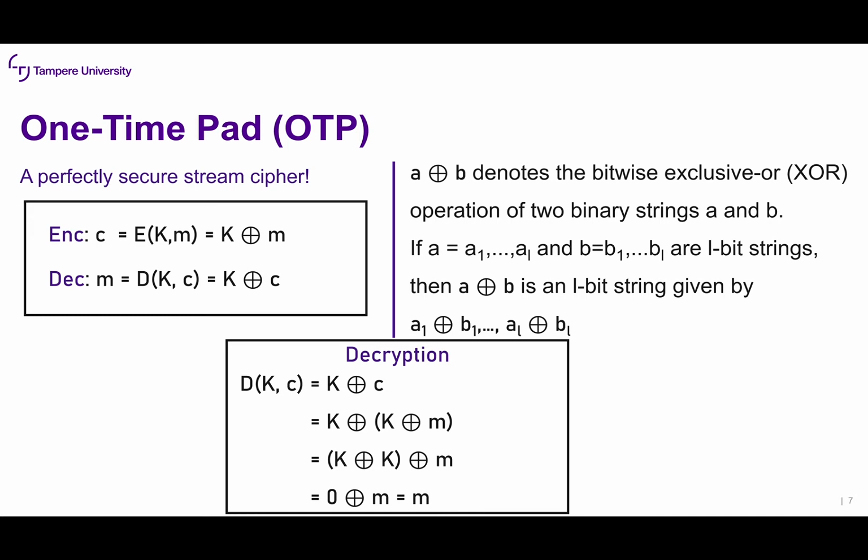We said that decryption is equal to K XOR C. But we know that C equals K XOR M. So if we replace C with K XOR M, we have K XOR K XOR M. And we know that if we XOR K with K, it results in 0. So we have 0 XOR M, which is equal to M, because whenever we XOR a bit with 0, it remains the same. So there is no flipping. Good. So that's a kind of proof why the decryption allows us to recover M from C of M.